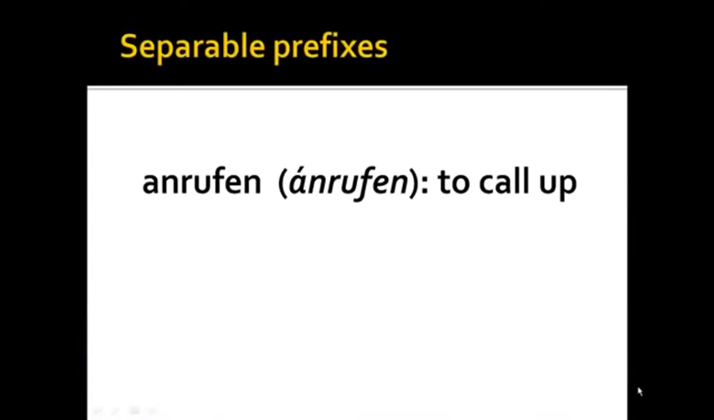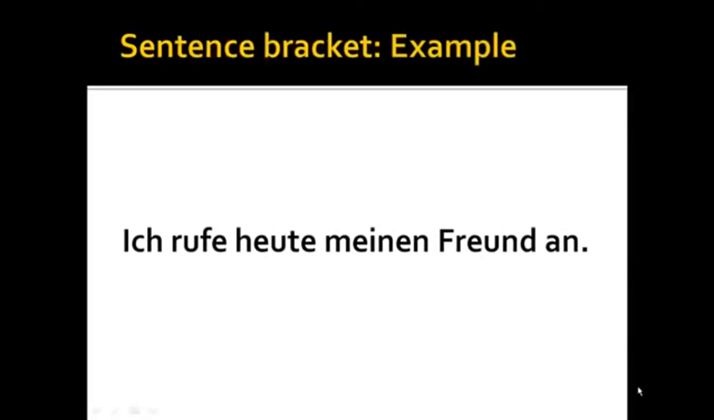So let's take a look at this verb anrufen, to call up. You recall that with verbs with a separable prefix, the prefix is actually stressed, therefore the stress over the A, anrufen. Now the sentence we're going to be looking at is Ich rufe heute meinen Freund an. I'm calling my friend up today.